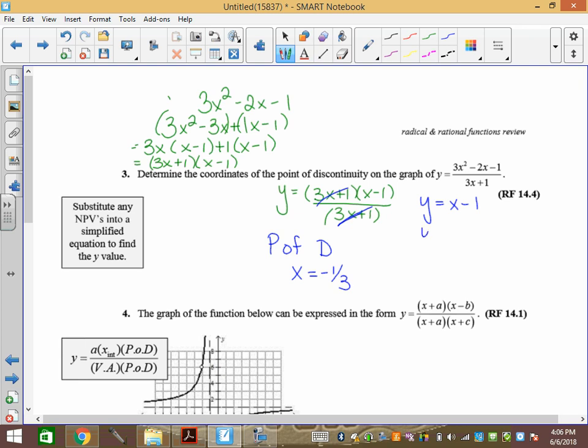How do I find my y? I plug it in. So I get negative 1/3 minus 1. Y equals negative 1/3 minus 3/3, which equals negative 4/3. So my P of D is actually at (negative 1/3, negative 4/3).